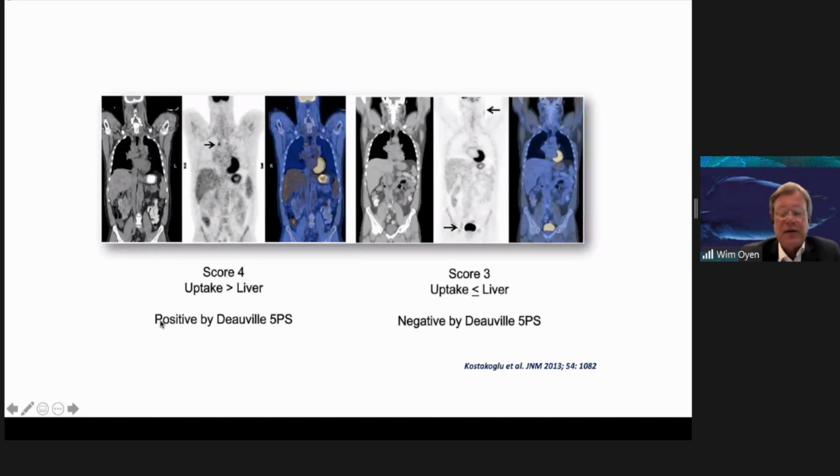So from another study, you see here the lesion in the mediastinum, a very small lesion, uptake higher than the liver, positive by Deauville score, it's a 4. And here you have a lesion in the neck, and here in the groin and parailiac region with a score of 3, and that would be a negative scan. So this would be a metabolic remission.